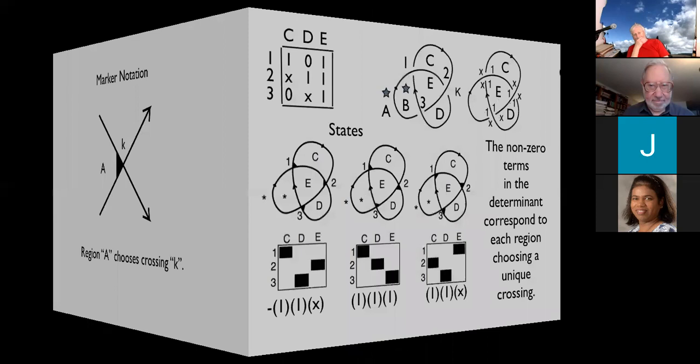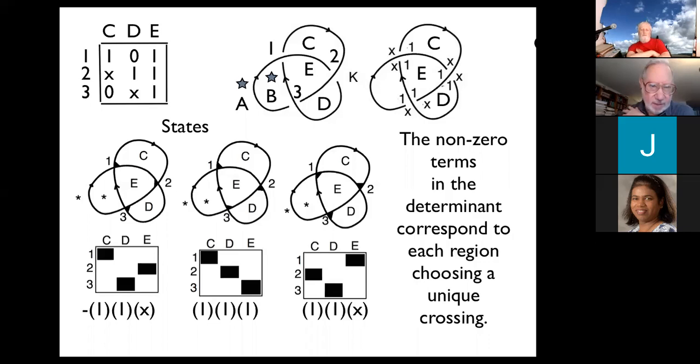So for example, over here in this slide, in the leftmost diagram in the middle, region C has chosen crossing 1, region E has chosen crossing 2, and region D has chosen crossing 3. Now look just below it, and you see a 3x3 matrix in which column C has chosen row 1, column D has chosen row 3, and column E has chosen row 2.